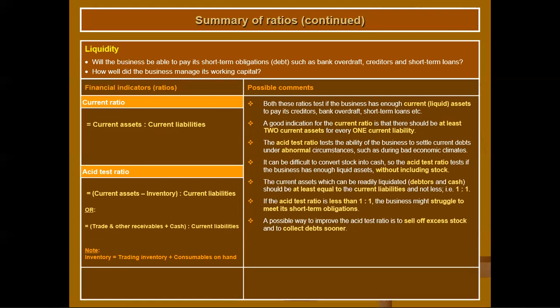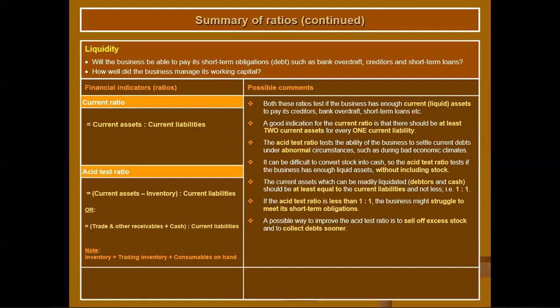A possible way to improve the asset test ratio is to sell off excess stock and to collect debt sooner. One way, guys, if let's say your current ratio is 5:1, and then your asset test ratio is 0.5:1, that means you are holding too much stock. And if you're holding too much stock, then it means you're not selling. And if you're not selling, there won't be enough sales, there won't be enough operating profit percentages. So that will be a concern, all right?